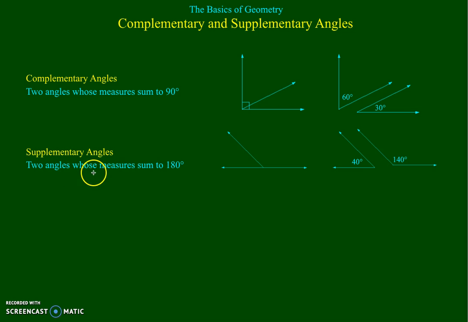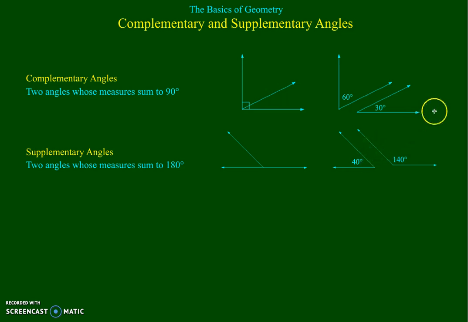Supplementary angles are two angles whose measures sum to 180 degrees. Now we've seen this before. This picture was the same basic picture that we used for a straight angle. This angle here is a straight angle. And as we know, straight angles have a measure equal to 180 degrees. So this angle plus this angle is 180 degrees. These two angles are non-adjacent angles whose measures sum to 180 degrees. And so both of these angle pairs are supplementary angles. So, complementary and supplementary angle pairs.